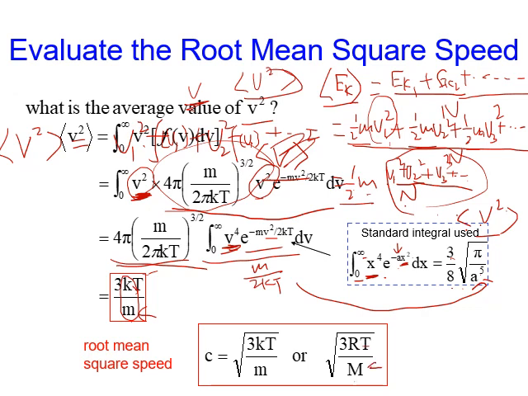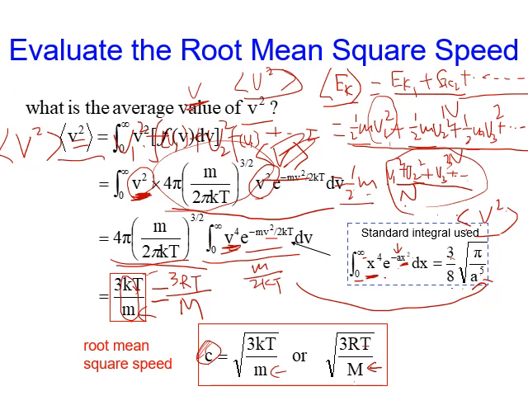So here is the big M, here's the small m. One is the mass of one molecule, one is the molar mass. All right, so that's the average value of v squared. So here is 3kT over m, or 3RT over big M. That's equivalent, okay, to calculate the average v squared.